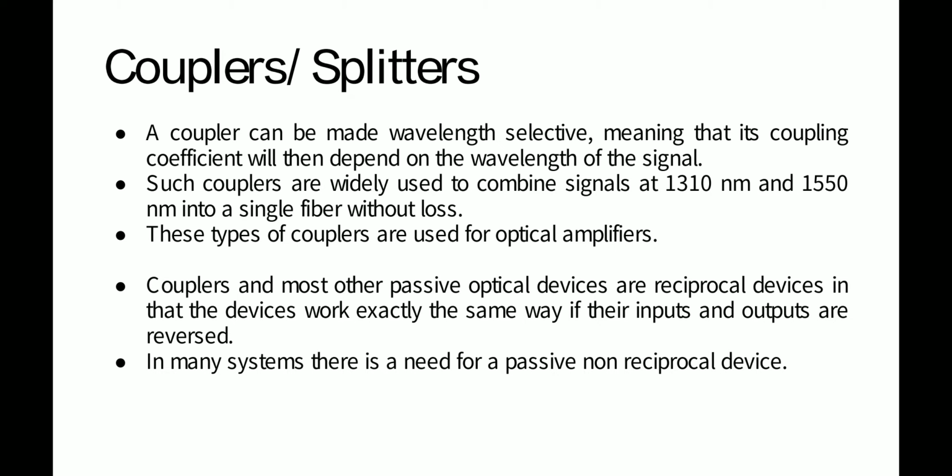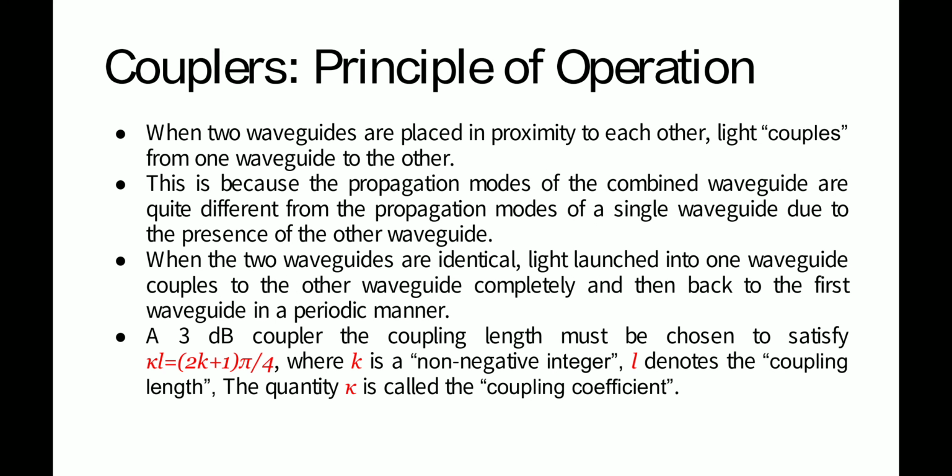Also we have discussed this. So what is the principle of operation for a coupler or splitter? When two waveguides are placed in proximity to each other, light couples from one waveguide to the other. This is because the propagation modes of the combined waveguide are quite different from the propagation modes of single waveguide due to the presence of other waveguide.